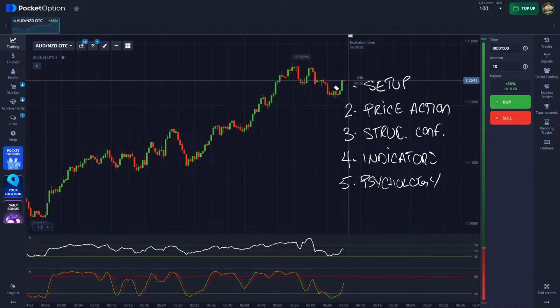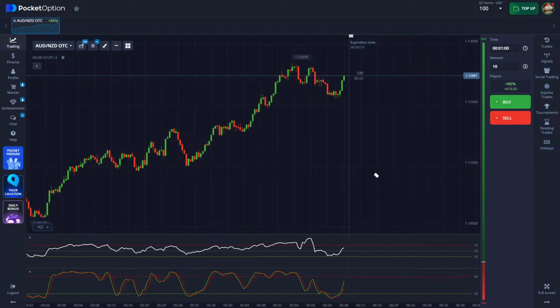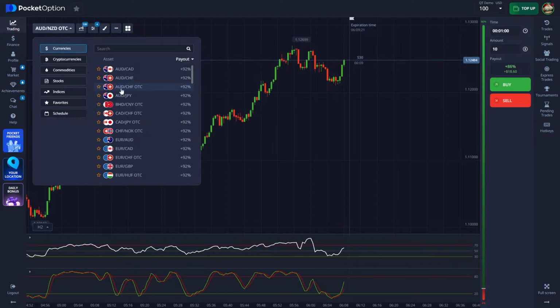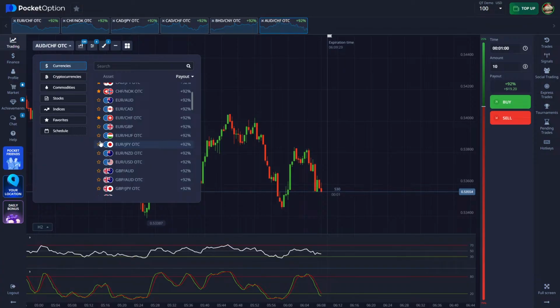Okay, so let's get this started. Let's choose our pairs. And then we can start analyzing and taking trades. So let's go here. I'm only taking OTC. I'm not taking real market trades.